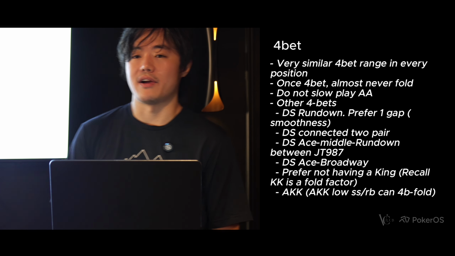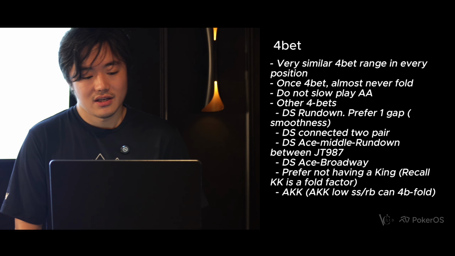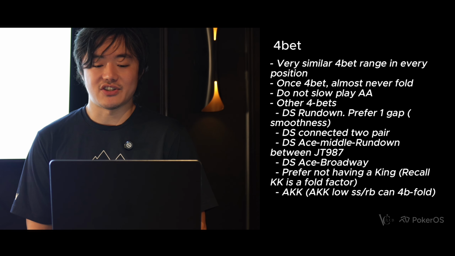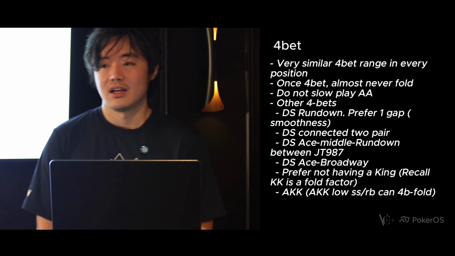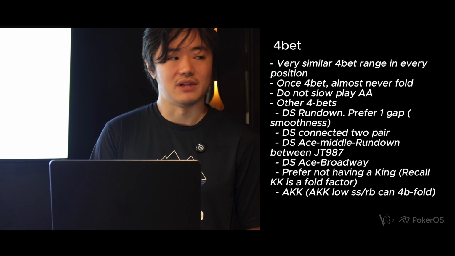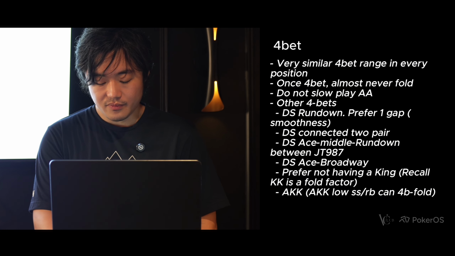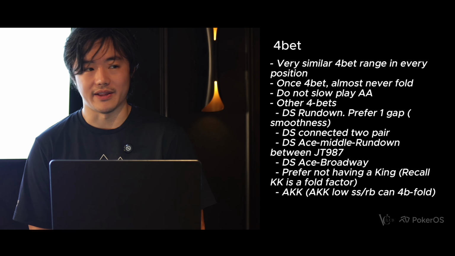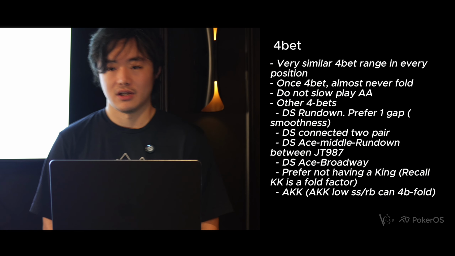Double suited connected two pairs like 6 6 7 7, 7 7 8 8, Queen Queen Jack Jack, 5 5 6 6. Double suited ace middle rundown between Jack to 7: ace Jack 10 9, ace Jack 10 8, ace 10 9 7. These are ace high double suited rundowns. These are the main bluffs actually. We're bluffing with those ace high 3-card rundowns, double suited, hoping to block an ace. Even against aces you have 40% equity, so just run it. Again, this is a 4-bet bluff, but if the other guy jams, we're not folding.